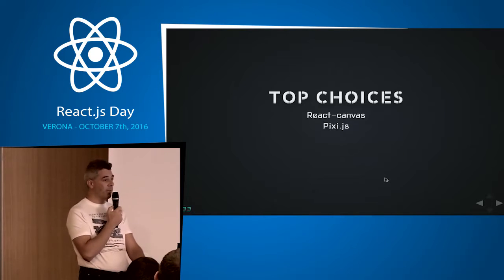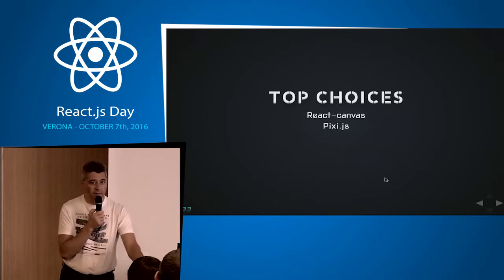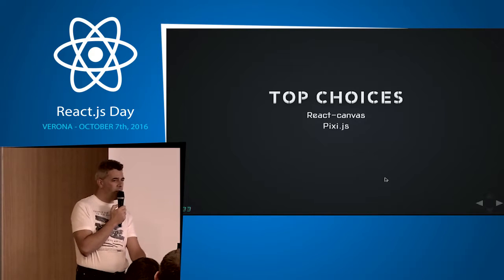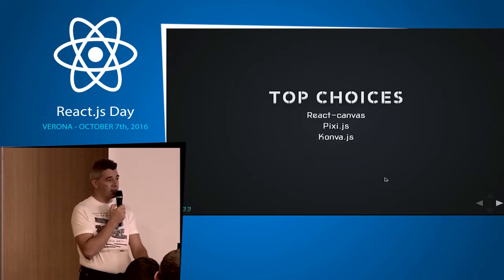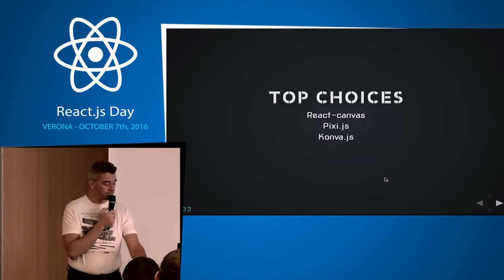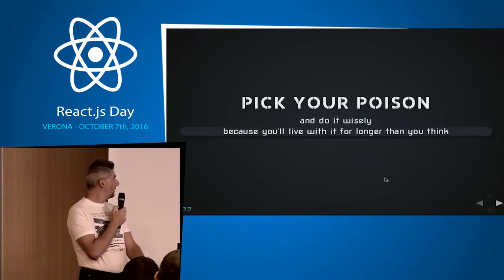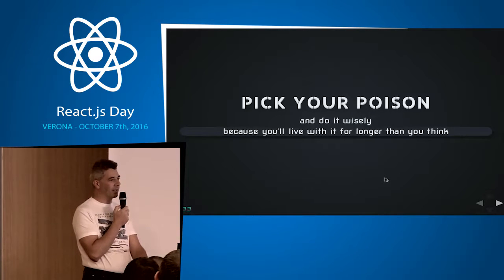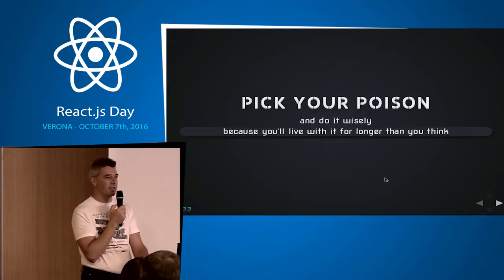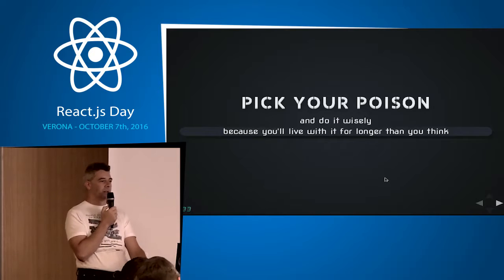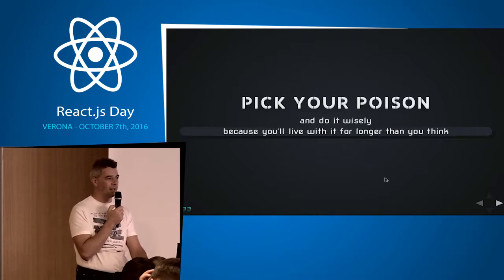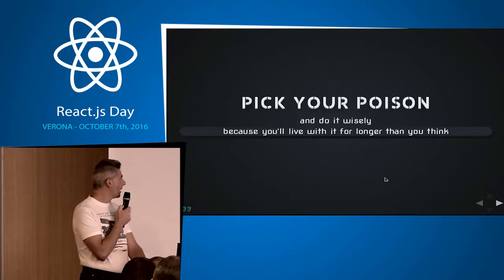Then there is Pixi. Pixi is a wonderful library that writes to the canvas. It has React bindings. It's very, very complex, complete. It's a lot of things. Then there is also Konva.js, another library that does the same thing. And in the end, as I said, pick your poison wisely, because you'll really live with it longer than you think. If you pick one of those things, it's very hard then to go in reverse and pick another one. You're going to waste a lot of time.